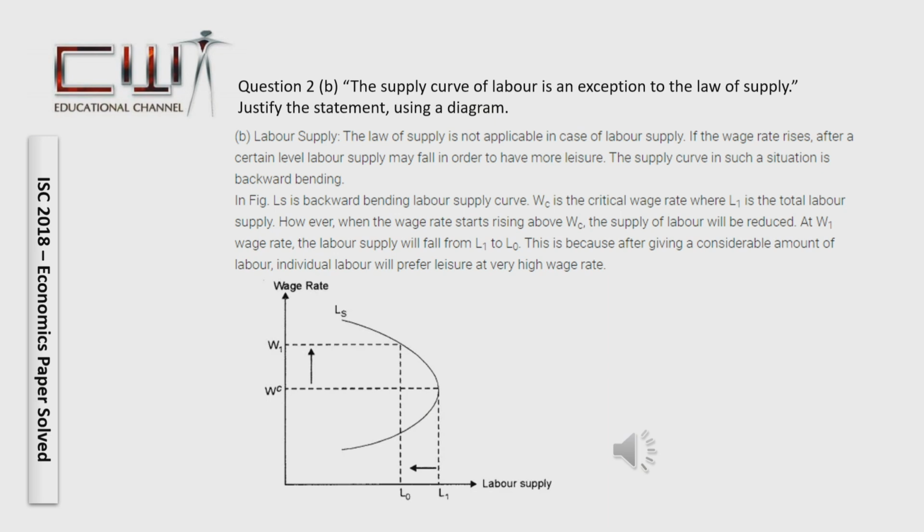We take the wage rate on x-axis and the labor supply on the y-axis. We see a backward bending supply curve, which is LS. Now, WC is the critical wage rate where L1 is the total labor supply. However, when the wage rate starts rising above WC, the supply of labor gets reduced. At W1, the wage rate, the labor supply will fall from L1 to LO. This is because after giving a considerable amount of labor, individual labor will prefer leisure at a very high wage rate.